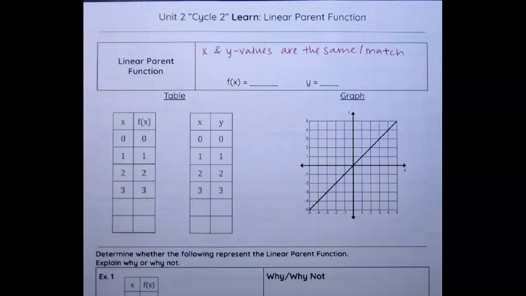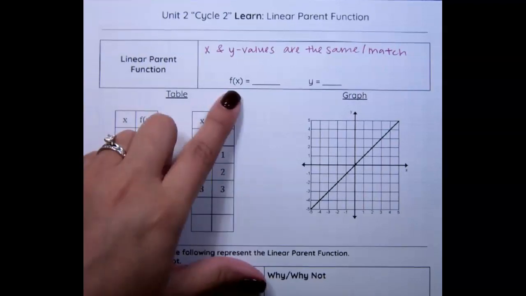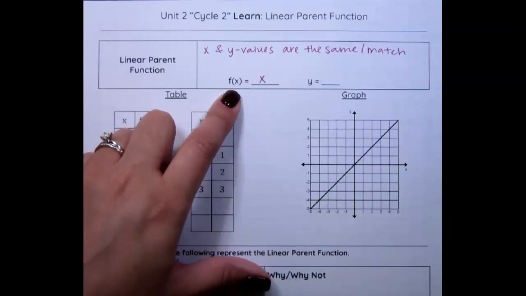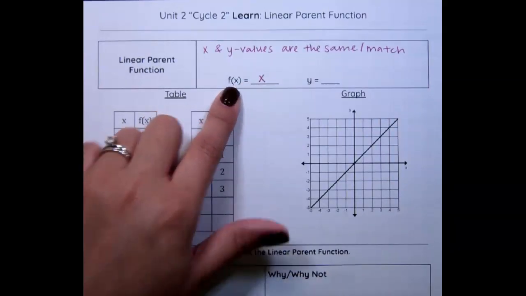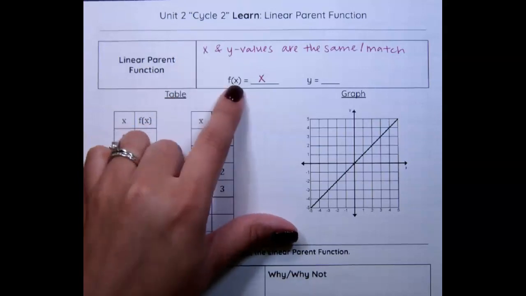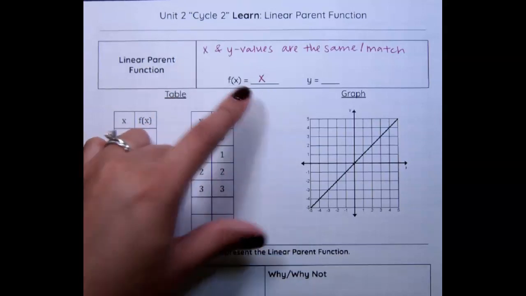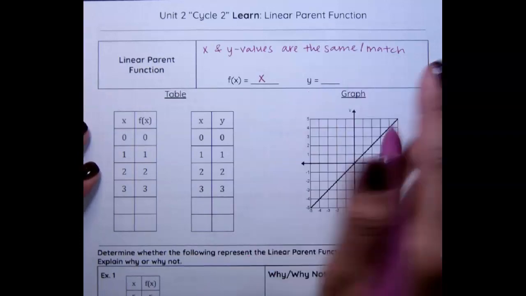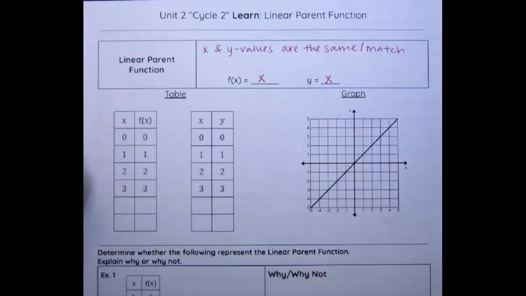So you might see the linear parent function written a couple of different ways. The first way is f of x equals x, because f of x is the same thing as y, and we just said that the x and y values are the same, or they have to match. So here, if the x and y values have to match, y has to be the same as, or equal to, x.